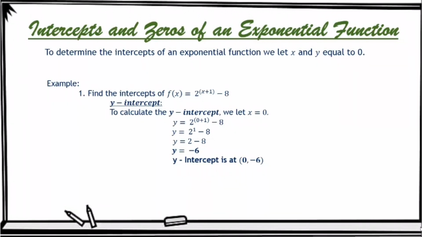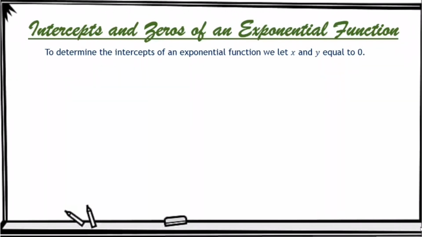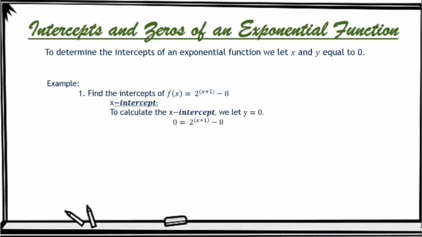So let us solve for the x-intercept naman. To calculate the x-intercept, we let y is equal to 0. So this will be 0 is equal to 2 raised to x plus 1 minus 8. Using addition property of equality, adding both sides by positive 8, that will give us 0 plus 8 is equal to 2 raised to x plus 1 minus 8 plus 8, so that would be equal to 0, automatically cancel. Simplify, so our resulting equation will be 8 is equal to 2 raised to x plus 1.